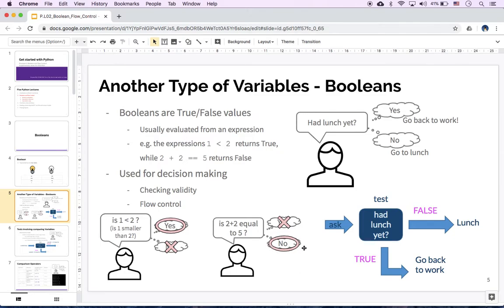So sometimes we use this to check the validity of some data or some kind of measurements. Okay, and we use these comparisons for flow control sometimes. I'll explain what is flow control later.